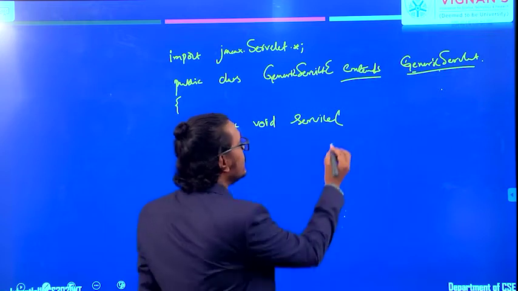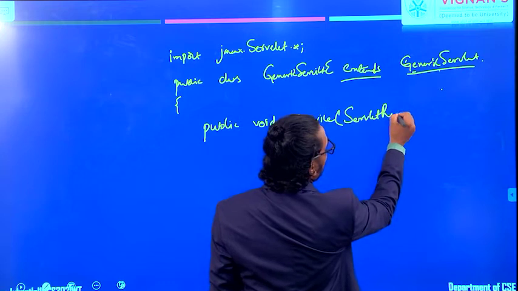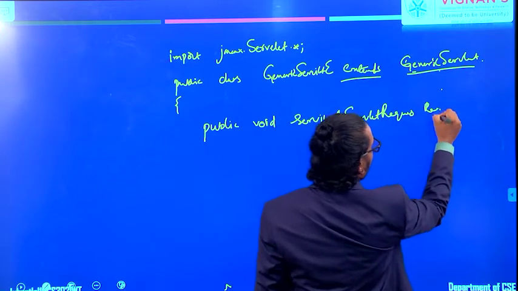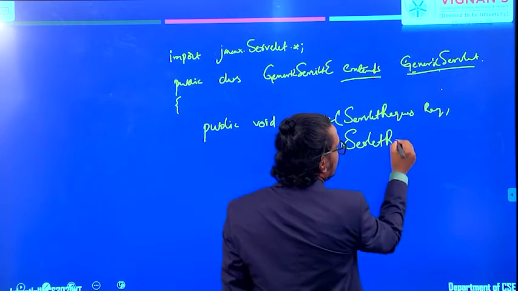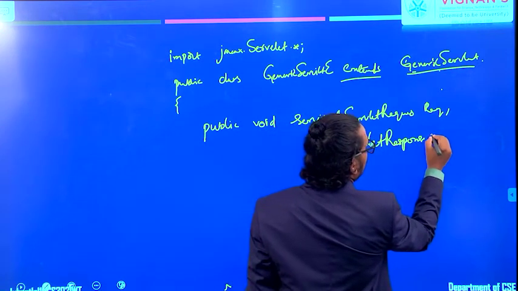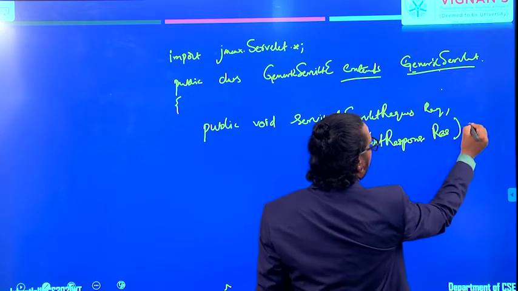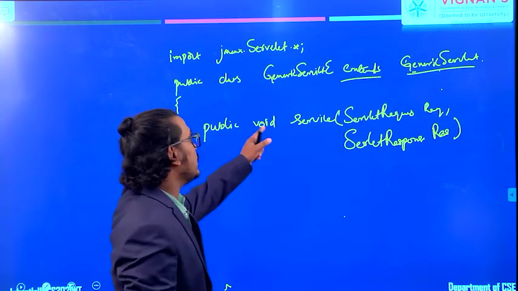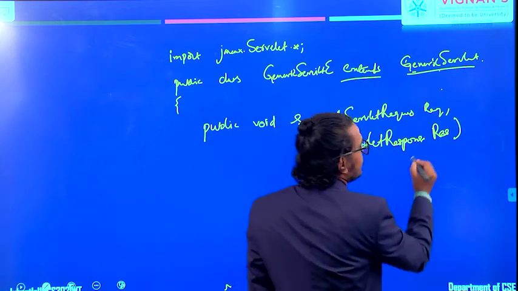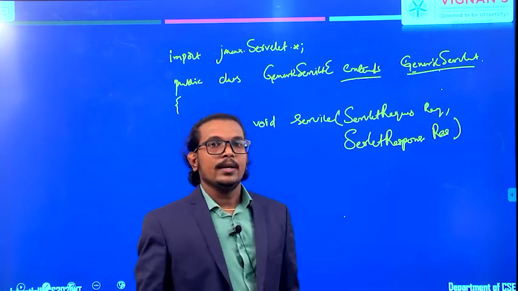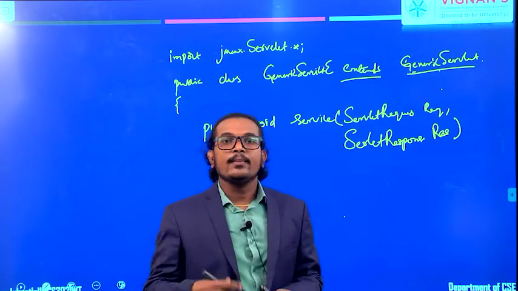First one is the ServletRequest. What is the second parameter? The second parameter is a ServletResponse. Clear? In this service method we are passing two parameters: first one is a request and second one is a response. Is it clear?